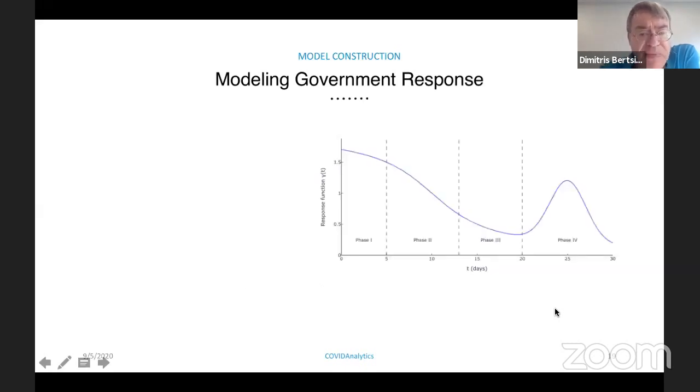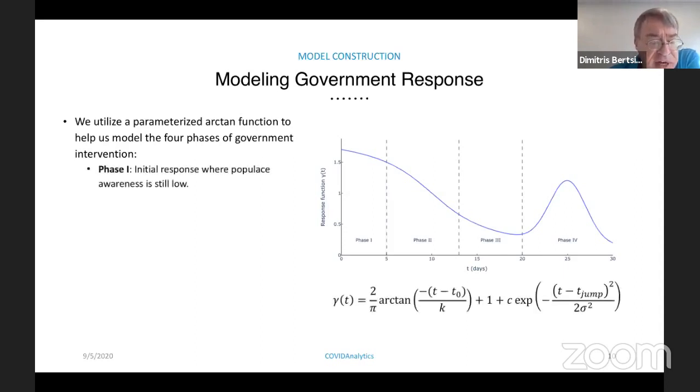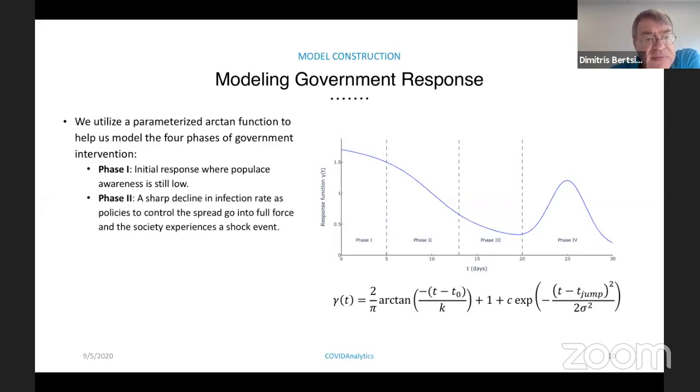But rather than formulas, let me explain it pictorially. This is also trying to capture first, second, and multiple waves, not only the first wave, since in many environments we are in a second wave, some of them even in a third. The initial phase, phase one, is the initial response where the population awareness is relatively low, so the infection declines, but not very sharply. In phase two, we observe a sharp decline in infection rate as policies to control the spread go into full force, and the society experiences a shock event.